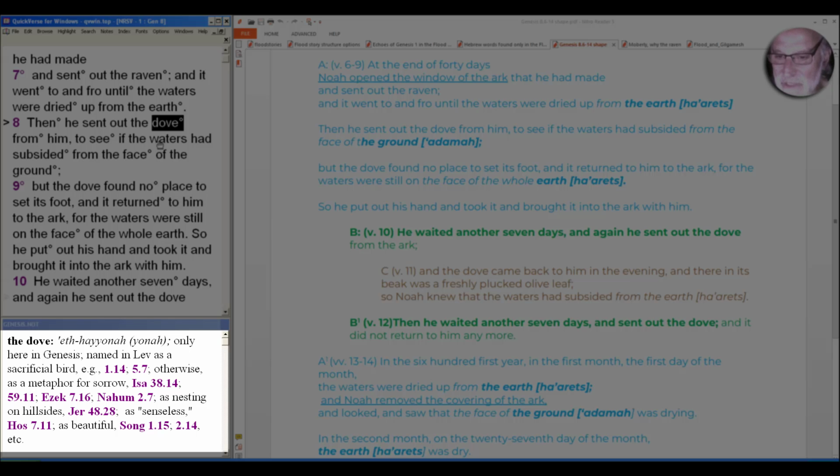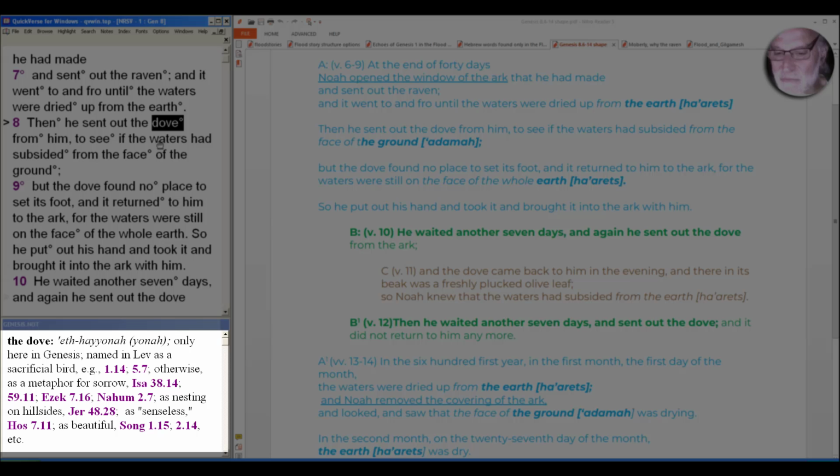Several times in Isaiah, it's a metaphor for sorrow. The sound of doves is described as moaning, understood to be a metaphor, like in the Prince song "When Doves Cry." There are also some examples of just simply the action of doves as birds, like nesting on hillsides. In one example, they're described as senseless.